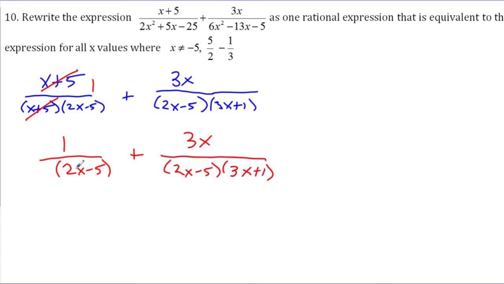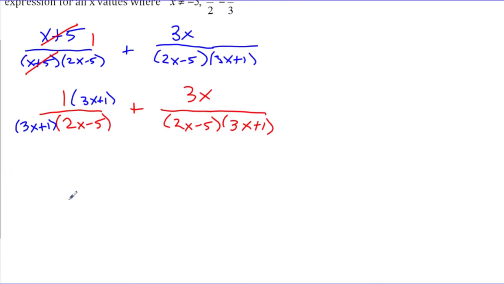Now when I do a comparison, I'm going to say that the first fraction still needs the 3x plus 1, which I'm going to introduce just right here. Numerator and denominator, 3x plus 1. But now that x plus 5 doesn't need to be brought over to this second fraction because we canceled it in the first fraction. And so this one doesn't need to be changed at all. The denominators match now: 3x plus 1, 3x plus 1, 2x minus 5, 2x minus 5. They are identical.